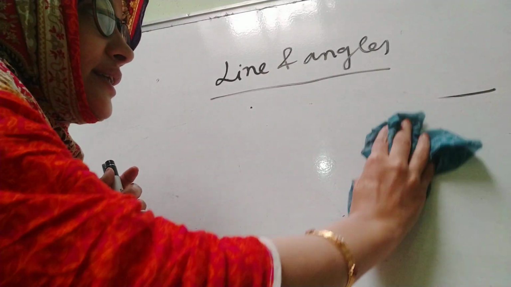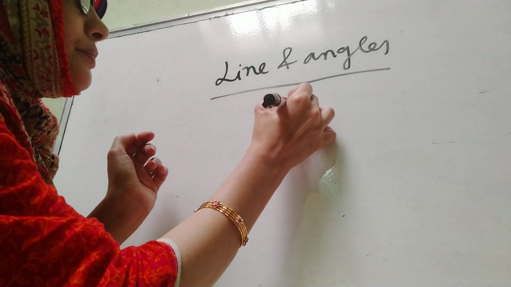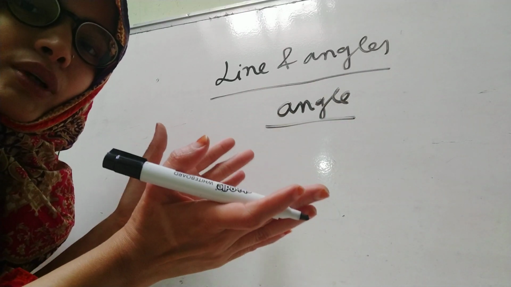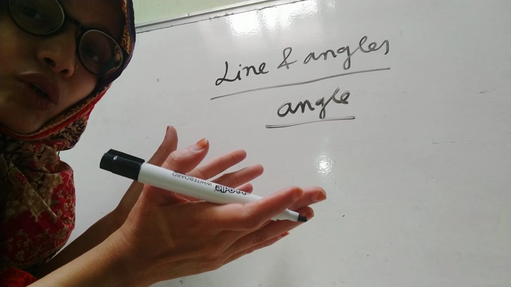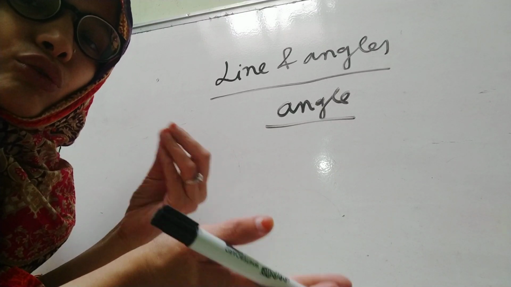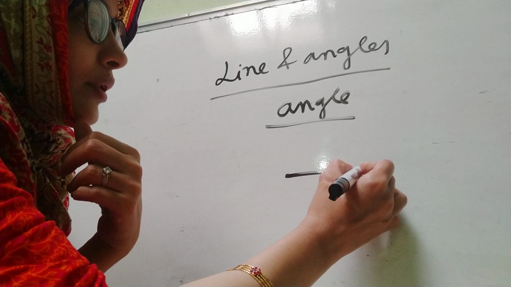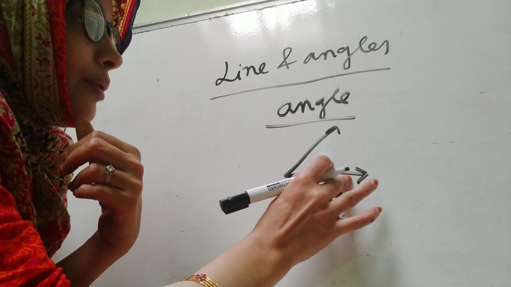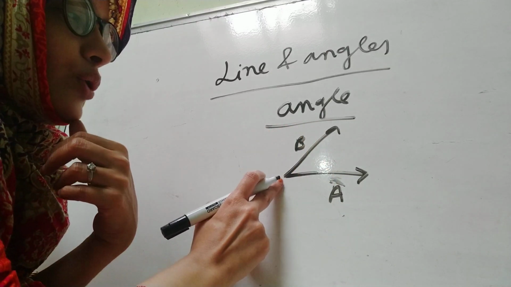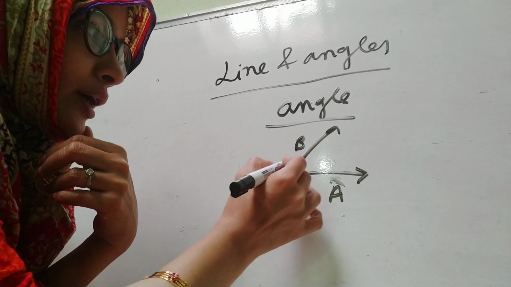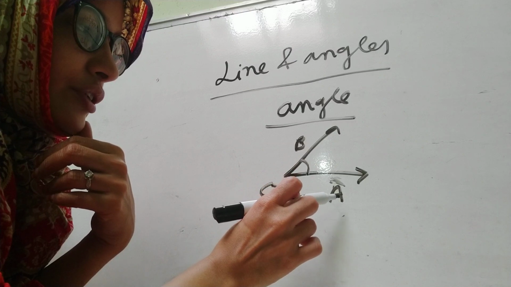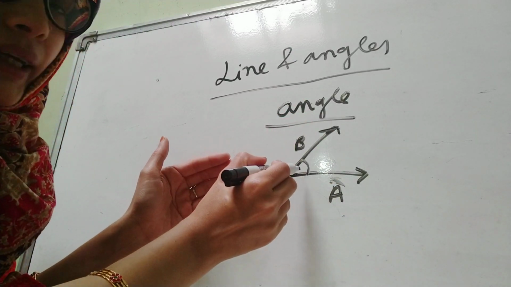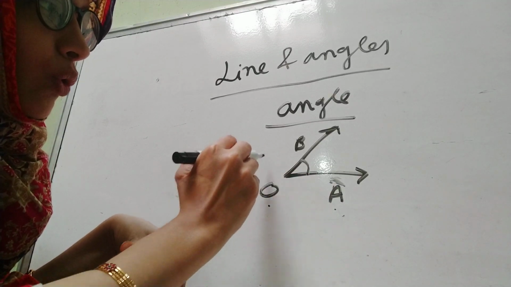Now the next thing is angle. An angle is formed when two line segments are joined such that they have one common point, then the resulting figure is known as an angle. Suppose this is ray A and this is your ray B and they are joined by this common point O, then the resulting figure, the inclination which we are getting, is an angle. Okay, AOB.